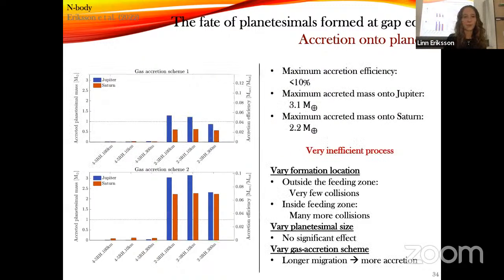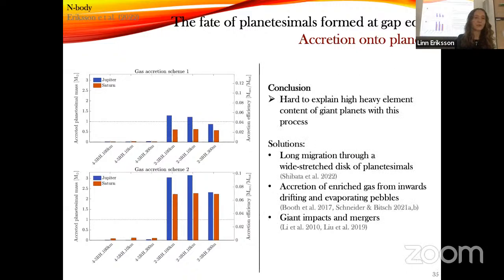And then finally, we can also compare our different gas accretion schemes. I will not go into too much detail, but what we find is that if we have the shorter migration distance, we accrete less. And this is pretty consistent with what other people have found as well. So the conclusion here is really that it's hard to explain the high element content of these giant planets with this process, because we simply accrete so little that in order to get 10, 20 Earth masses, we would need to have 100 or 200 Earth masses at the gap edges, which is not really super realistic.